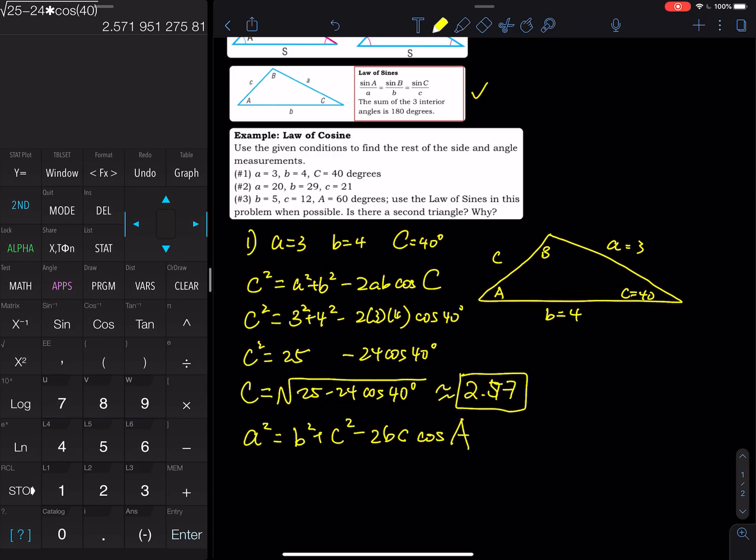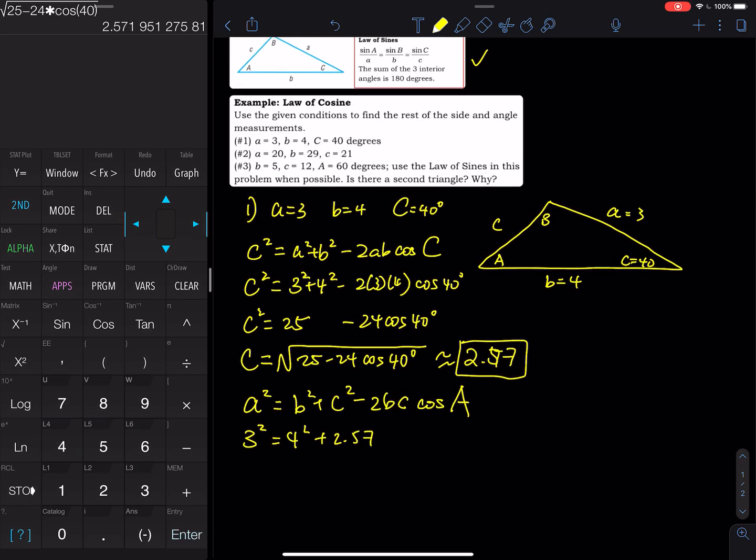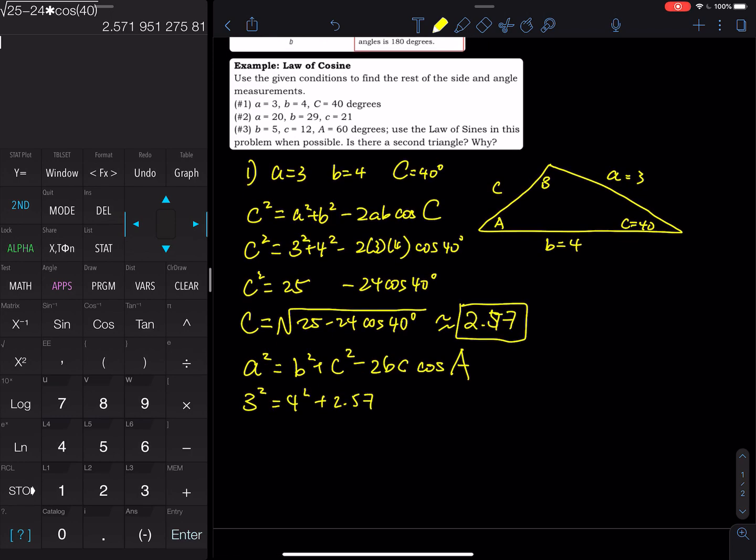So we know A, that is 3 squared equals B and C. We know both. So that is 4 squared plus 2.57 squared minus 2 times 4 times 2.57, and then times cosine A. We can take the inverse of cosine to solve for A. So cosine A, let's put the cosine A on the left, and then the 3 squared on the right.